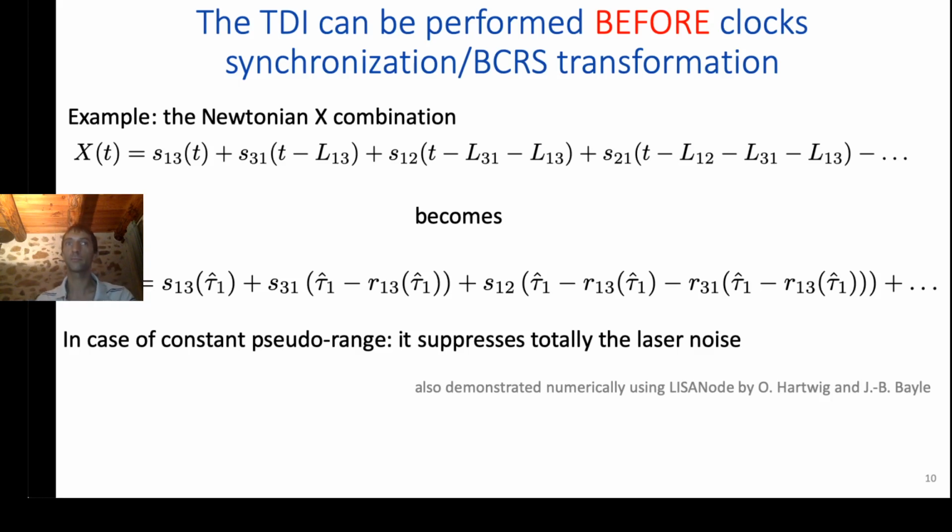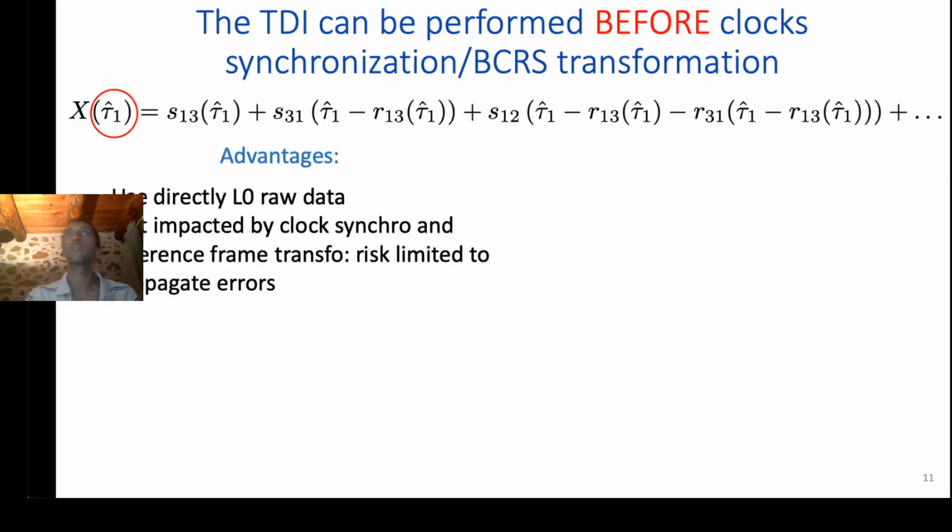So what are the advantages and disadvantages of proceeding using this method? Well, the main advantage is that you are using only the L0 raw data, so there is no pre-processing to do before you are applying the TDI. The main advantage is also that since you are not doing any clock synchronization and reference frame transformation, you're limiting the risk to propagate error through the TDI algorithm.